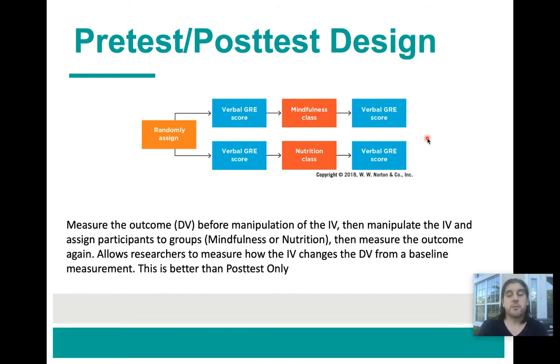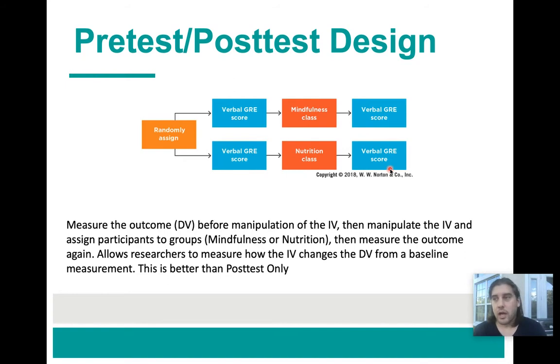So we like this pre-test, post-test design because we get a starting point of everyone's verbal GRE scores. Then we introduce our independent variable, and then we measure the outcome again in a post-test design, and we can compare that outcome to the pre-test. So what this helps us do is control for lots of person-level variables.